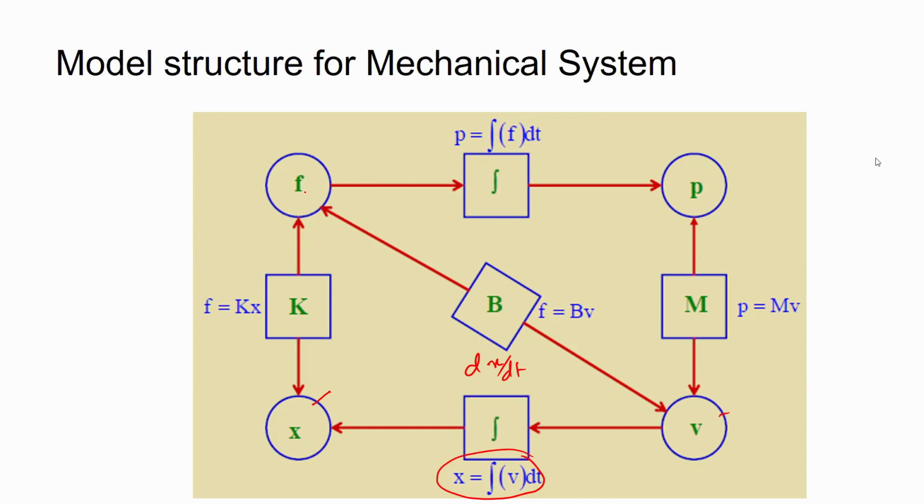Direct multiplication, the force is equal to kx. If there was a spring constant, equal to 1 over C, the capacitance. Let's not put that one, because I have another one. Similarly, P is equal to mv, but at the same time, the force is equal to bv. This is velocity.